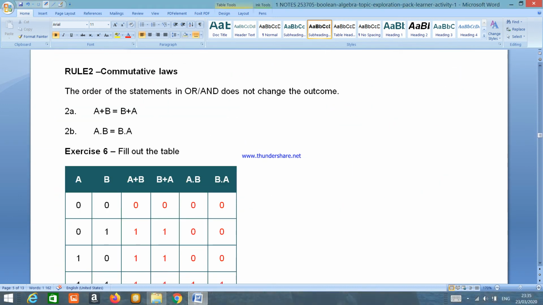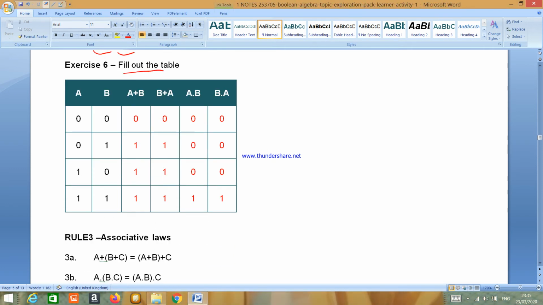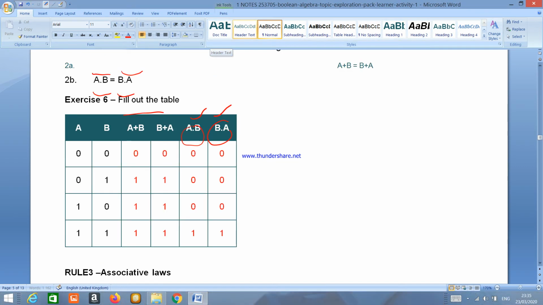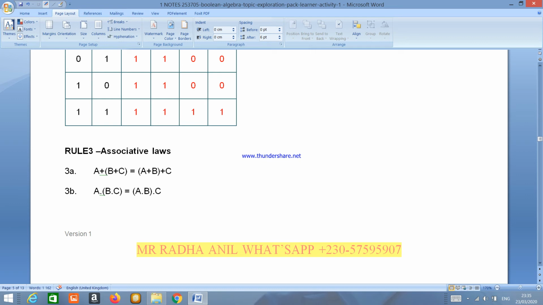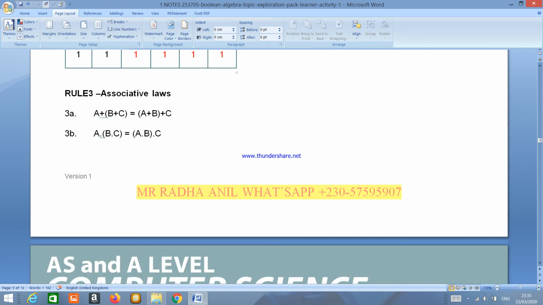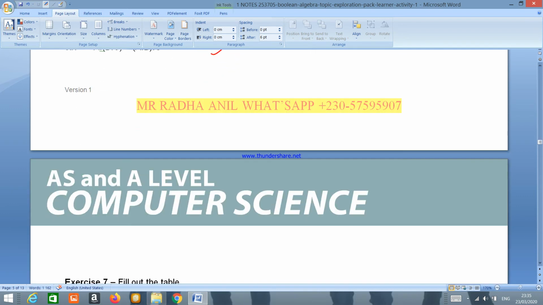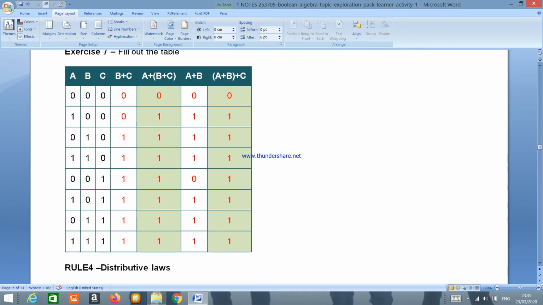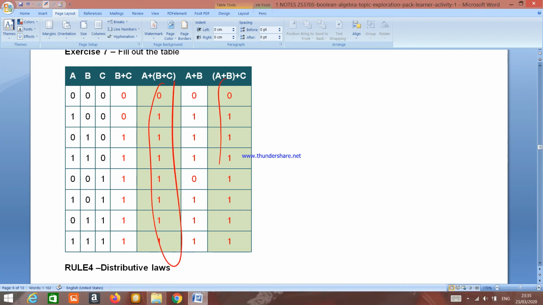Okay, now let's go through it quickly. Commutative law, a plus b is the same thing as b plus a. A multiplied by b is the same thing as b multiplied by a. We have proved it using the truth table. You can see these are the same. Next, associative law, we have already explained this. Okay, this is associative law, and we can prove it here. This one and this one is the same.